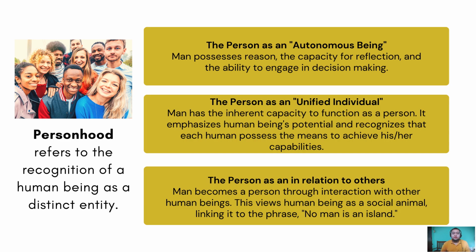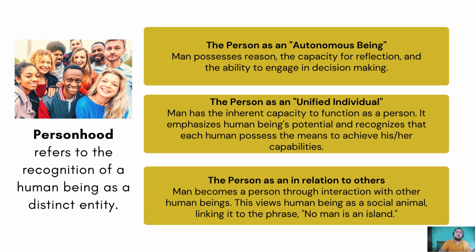Next would be the person in relation to others. Man becomes a person through interaction with other human beings. This view sees the human being as a social animal, linking it to the saying that no man is an island. Remove him or her from society and he or she ceases to become a person. That's what this view asserts. Pope John Paul II asserts that the human person is defined by his or her actions and experiences, and through them achieves self-development and fulfillment.